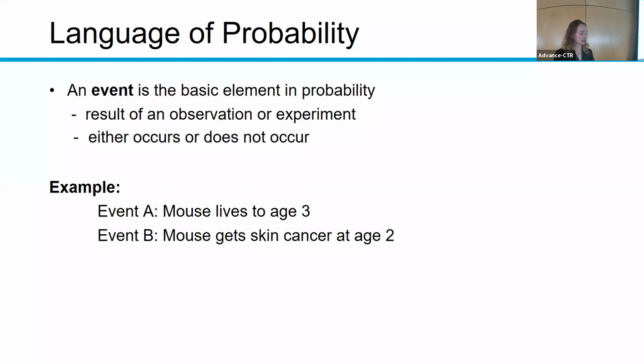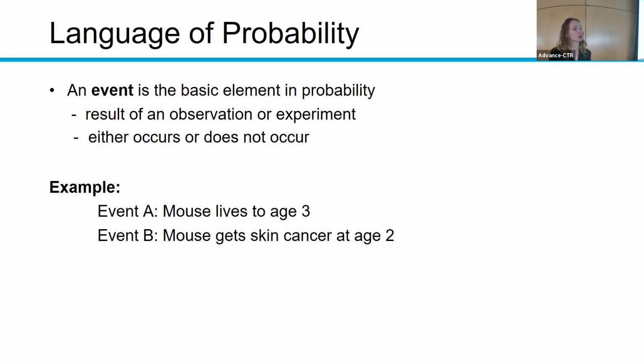Okay, so now I'm going to introduce to you some different language of probability and go over how we speak about probability. An event is the basic element in probability. It is the result of an observation or an experiment. So the experiment in the simple examples would be that one coin toss or that one roll of the dice. The event is something that you can definitively say occurs or does not occur.